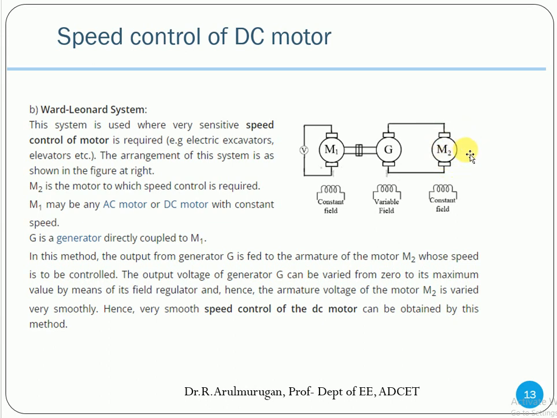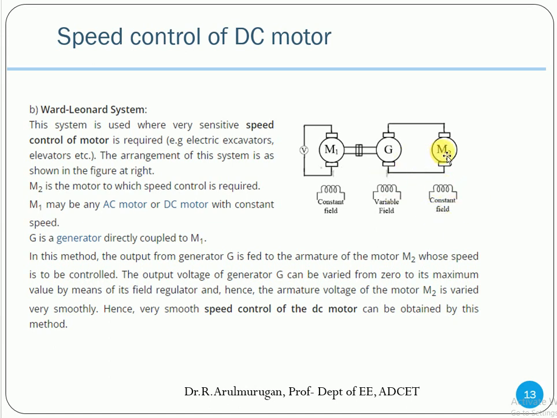What are the three possibilities? This M2 has a field winding. If I vary the field winding, that is the field control method, then the motor speed is controlled. This is method number one, possibility number one.